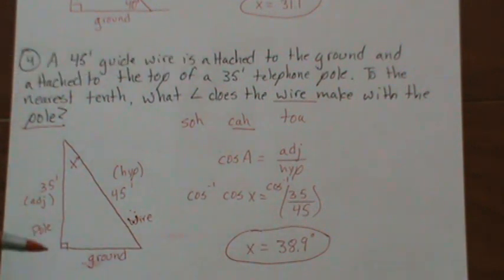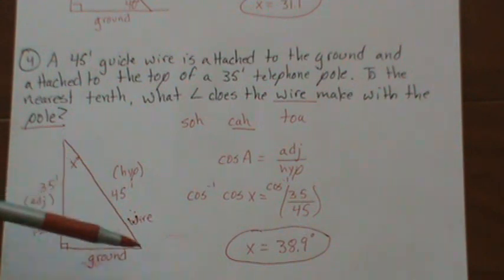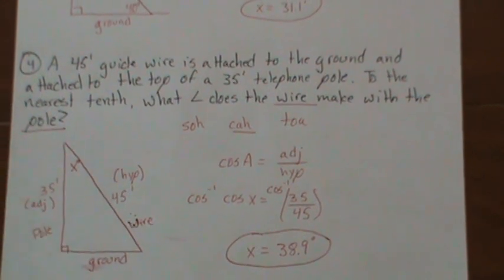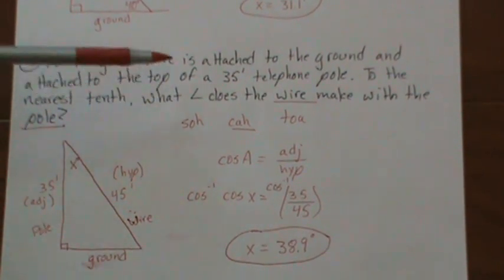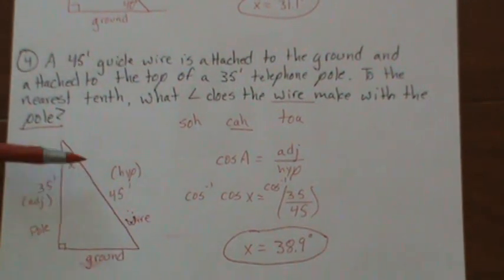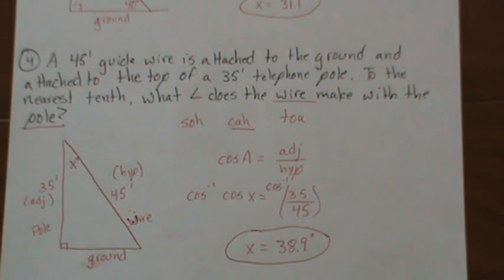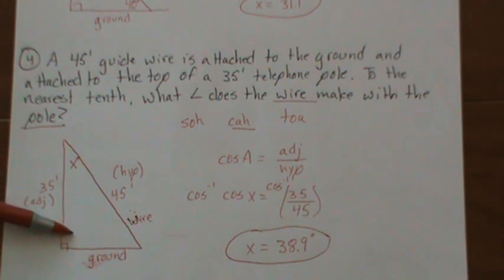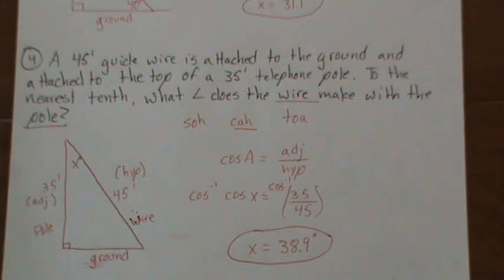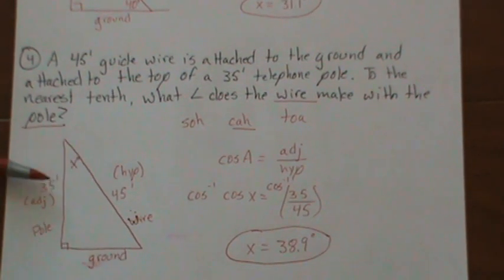We have the 35-foot pole, so that's my vertical. And I'm told that the guide wire is 45 feet long, so my diagonal is 45 feet long. And I'm finding, like I said, that angle between the wire and the pole. So there's my x. When I label my sides, I'm doing everything based on the right angle. Remember, opposite the right angle is always the hypotenuse. And then my leg that's next to the angle that I'm using is called the adjacent.